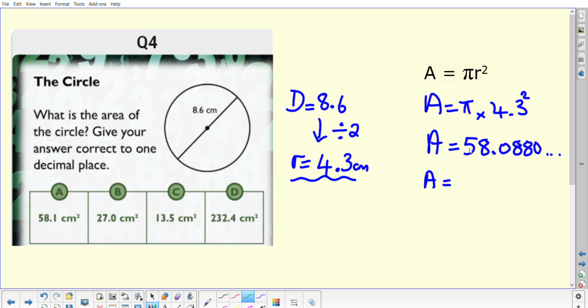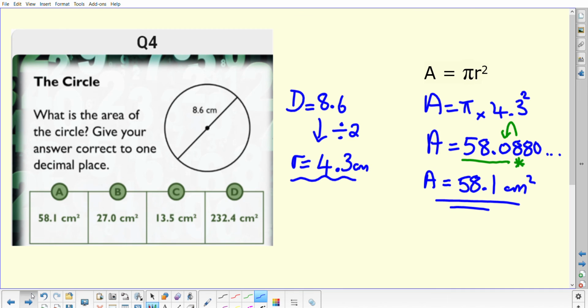So 1 decimal place means you're going to where the 0 is, but because it's followed by an 8, that has the effect of making the 0 go up, and so your answer becomes 58.1. And of course everything here is in centimetres, so your area is in square centimetres.